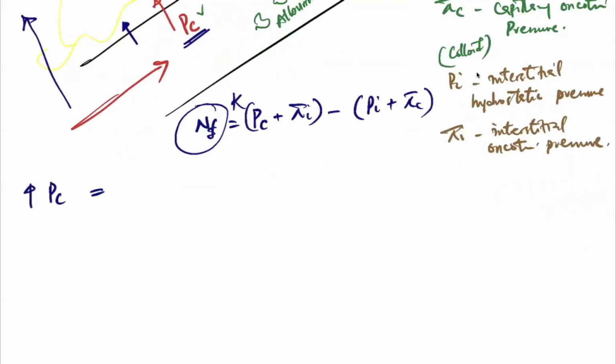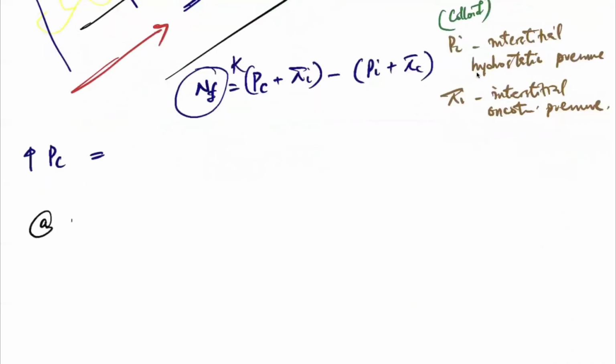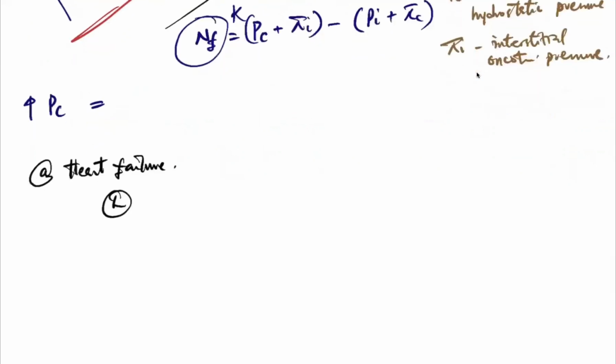Now, the reason why this is an important concept is because you're going to have this same underlying principle with a lot of disease processes. Let's take our first example. Let's take a patient with heart failure. Let's start with left heart failure. If I give you a patient with left heart failure, what happens in these patients?